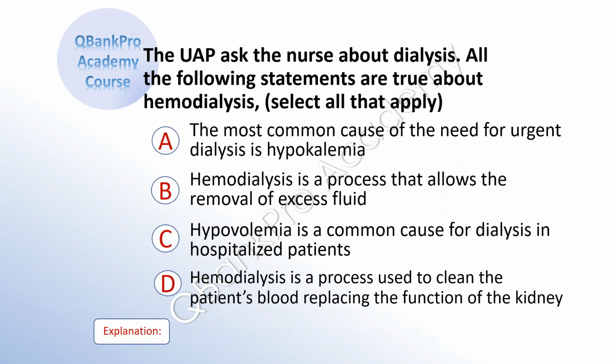The UAP asked the nurse about dialysis. All the following statements are true about hemodialysis. Select all that apply. A. The most common cause for urgent dialysis is hypokalemia. B. Hemodialysis is a process that allows the removal of excess fluid. C. Hypovolemia is a common cause for dialysis in hospitalized patients. D. Hemodialysis is a process used to clean the patient's blood, replacing the function of the kidney.